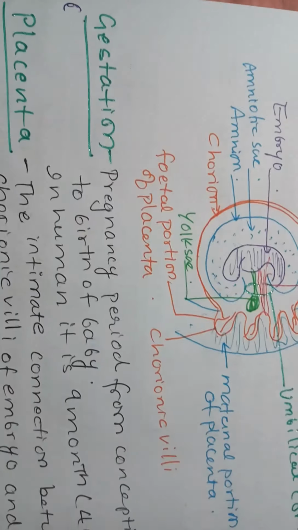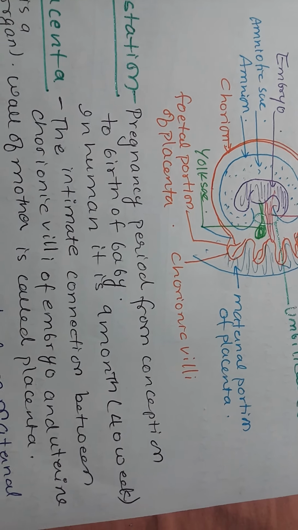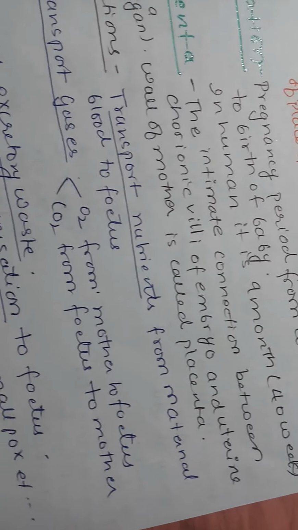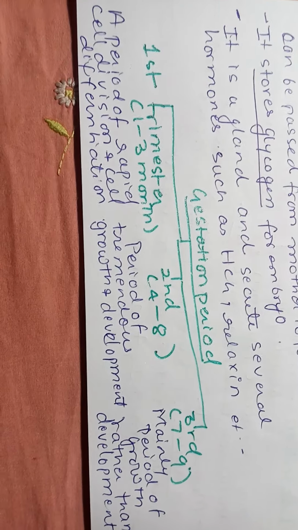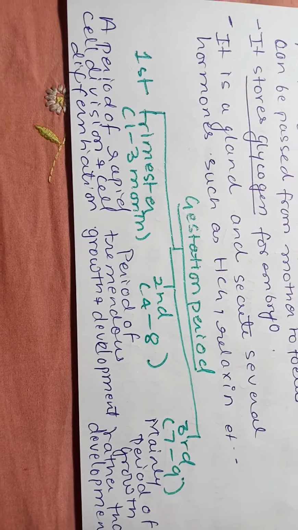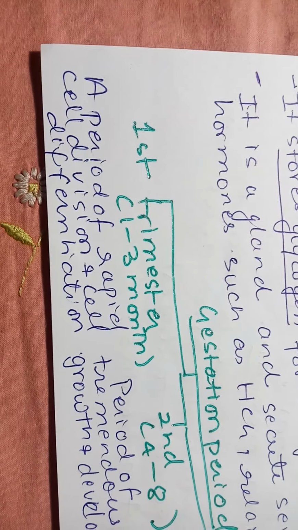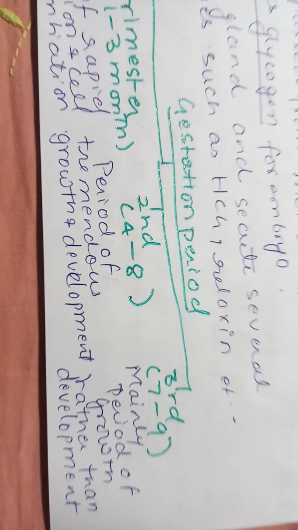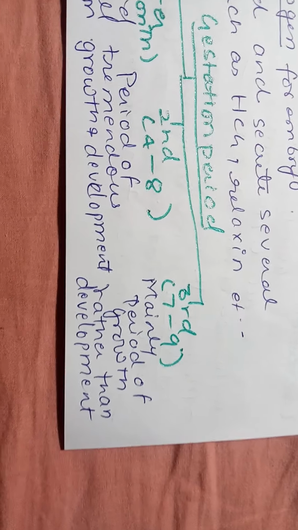First, let's discuss what gestation is. The pregnancy period from conception to birth of the baby in humans is called gestation, and it is 9 months, around 40 weeks. The gestation period is divided into 3: first, second, and third trimester. First trimester is 1 to 3 months, second 4 to 8 months, third 7 to 9 months. The first is associated with rapid cell division and cell differentiation. Second, a period of tremendous growth and development. Third, a period of growth rather than development.